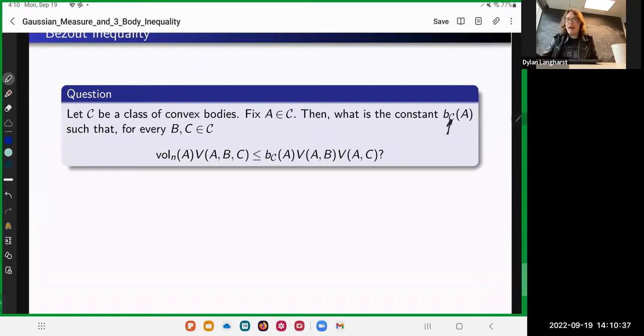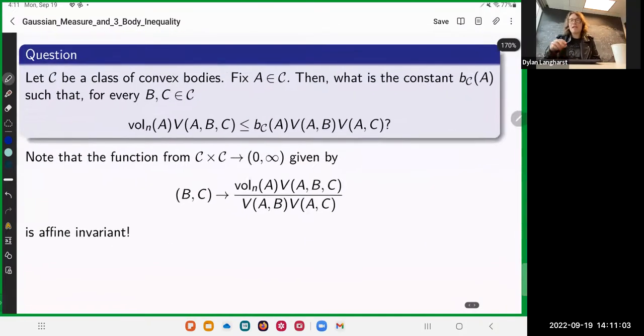It depends on your class and your fixed convex body, such that for every other two bodies, B and C in the class, the volume of A times the mixed volume of A, B, C, where again this means n minus 2 copies of A, 1 of B, 1 of C, is less than or equal to this constant times the mixed volume of A with B, where this means n minus 1 copies of A, 1 copy of B, times the mixed volume of A with C. And we know a maximum exists because if we consider this as a function in two variables for fixed A, it's affine invariant in the variables B and C. So we know a maximum exists.